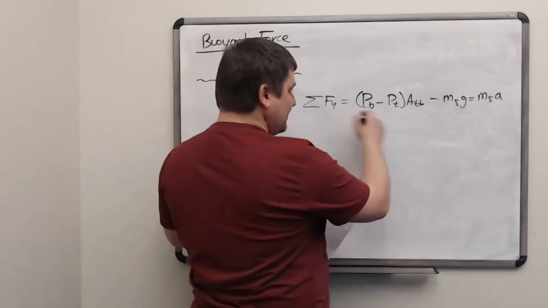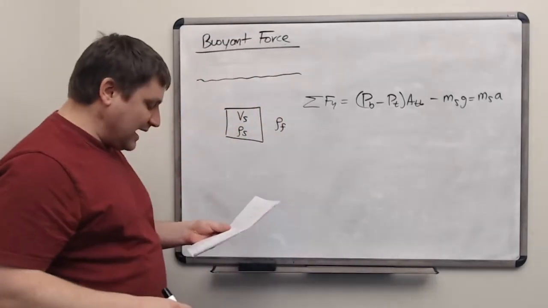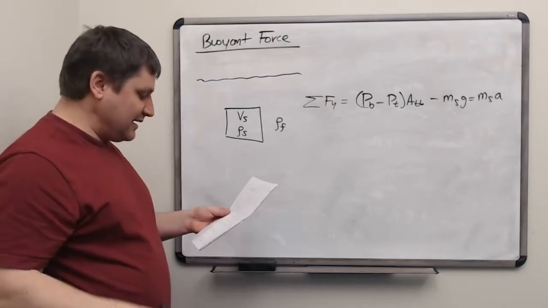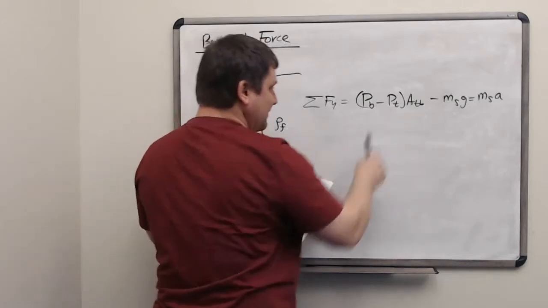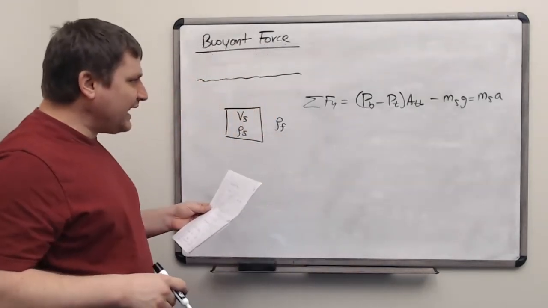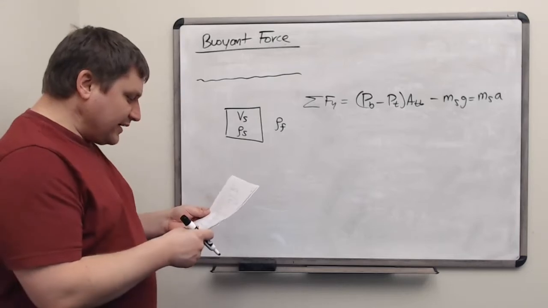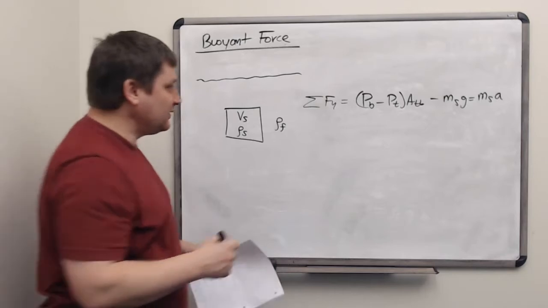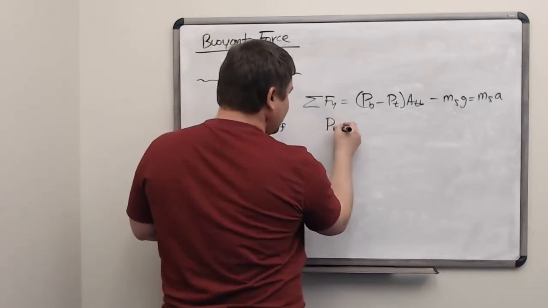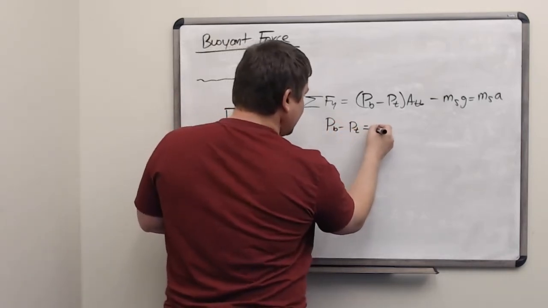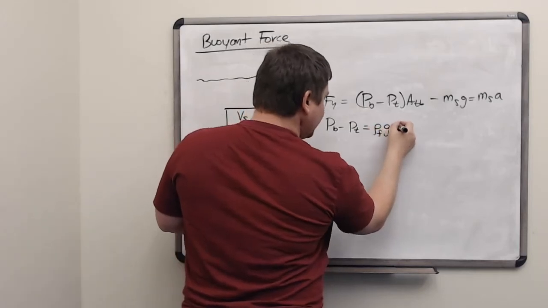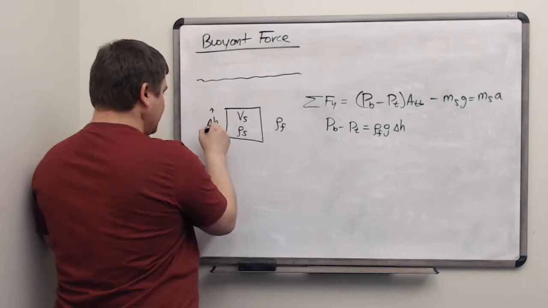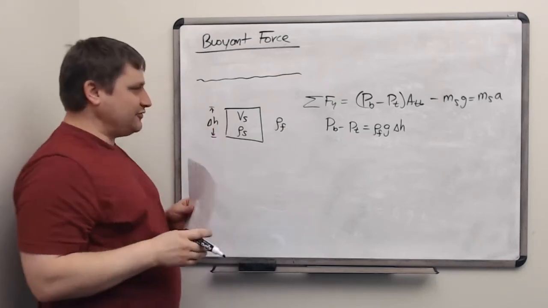Now we can do the same trick that we did for hydrostatic equilibrium. Divide both sides of this equation by the area of the top and bottom. But we're not actually going to do that. We're going to use the fact that the rest of the fluid is already in hydrostatic equilibrium. So PB minus PT is equal to rho g delta h, where delta h is the difference between the top and bottom of this object.